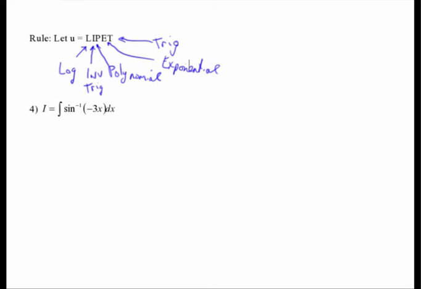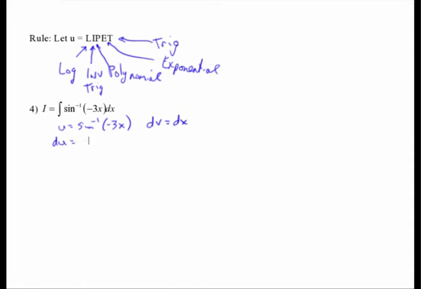Let's take a look at number 4. On this one, some people initially have a hard time looking at it and say, okay, what am I going to let u and dv be? u is going to be our inverse trig one, so we have inverse sine of negative 3x, and dv is everything that's left. In this case, it's just dx.